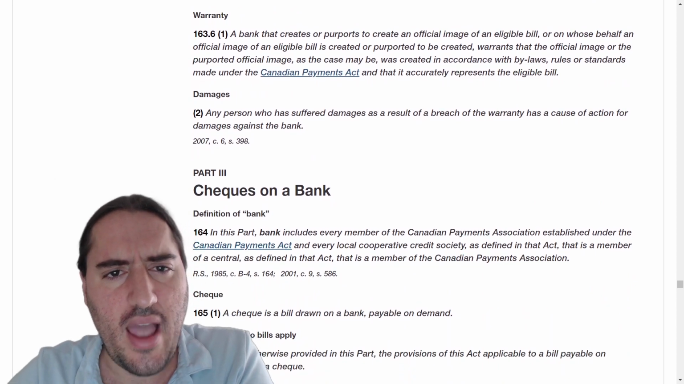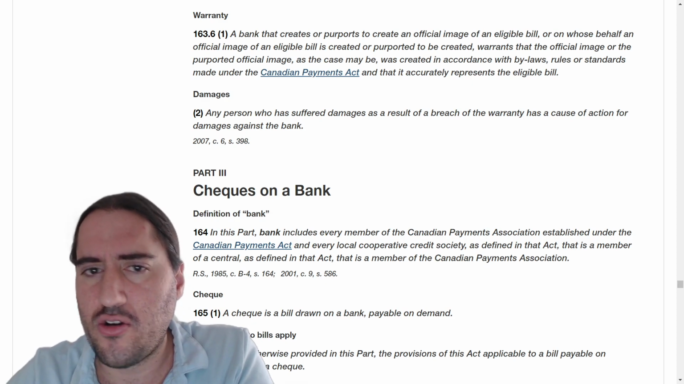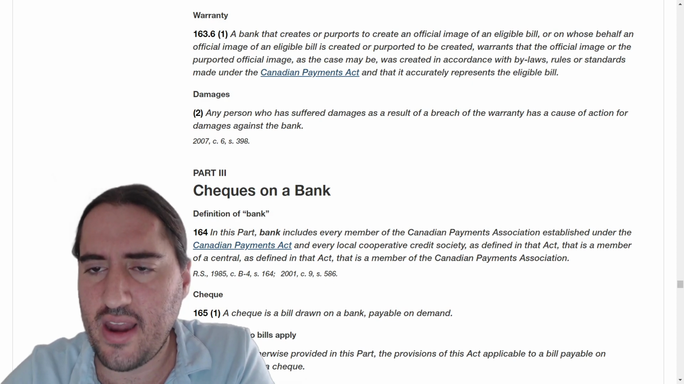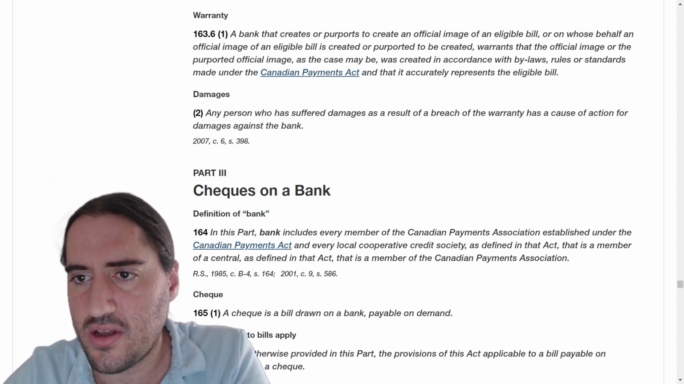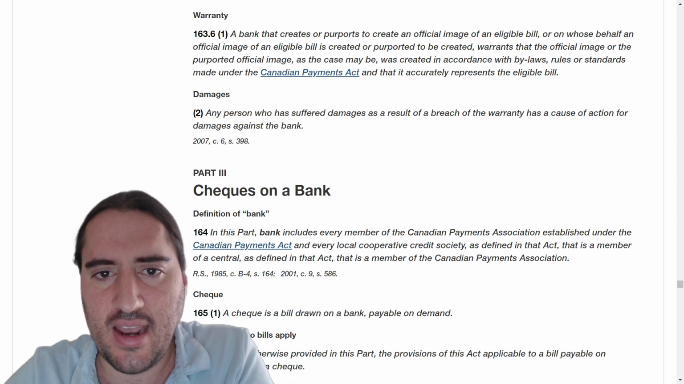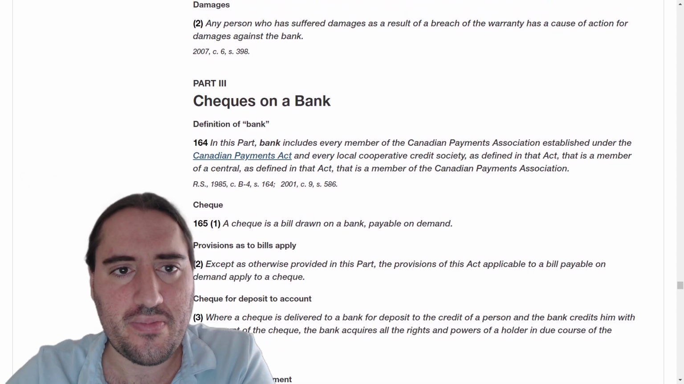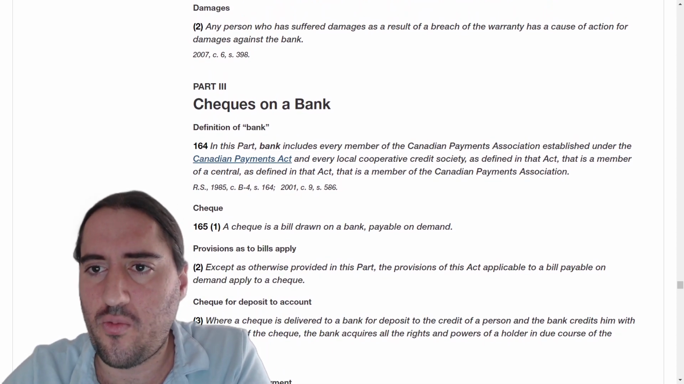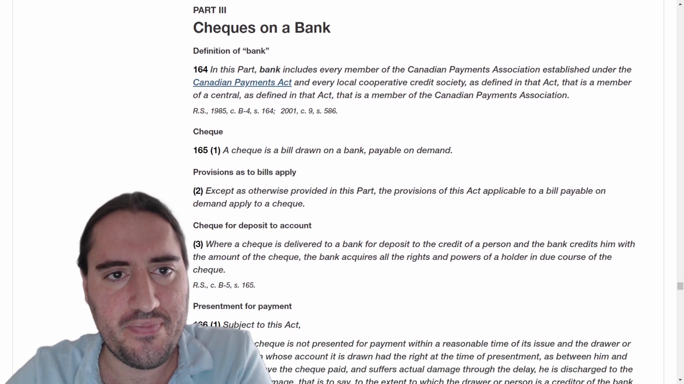Warranty. A bank that creates or purports to create an official image of an eligible bill, or on whose behalf an official image of an eligible bill is created or purported to be created, warrants that the official image or the purported official image, as the case may be, was created in accordance with bylaws, rules, or standards made under the Canadian Payments Act, and that it accurately represents the eligible bill. Damages. Any person who has suffered damages as a result of a breach of the warranty has a cause of action for damages against the bank.